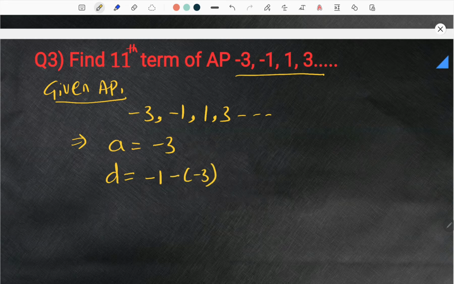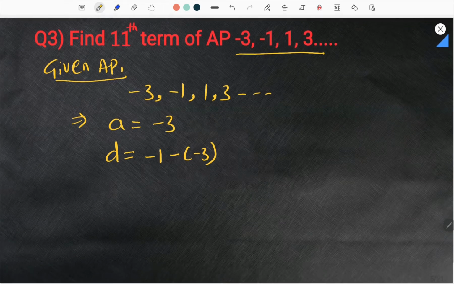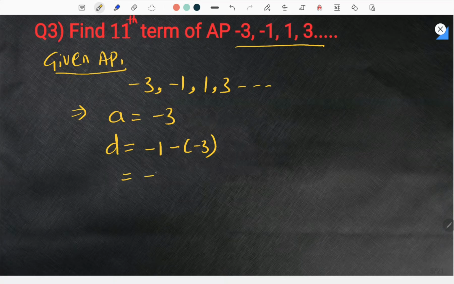Minus of minus 3, you should be a little careful while doing all these minus symbols. Alright, so it becomes minus 1 plus 3, that is going to be 2. The common difference is 2.